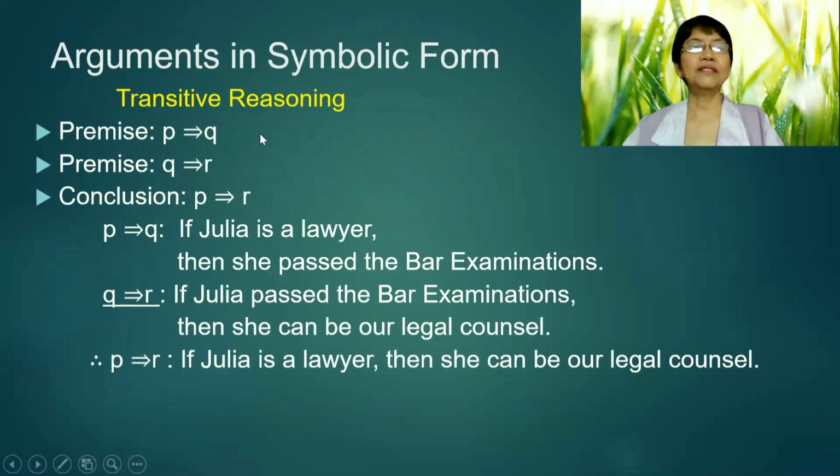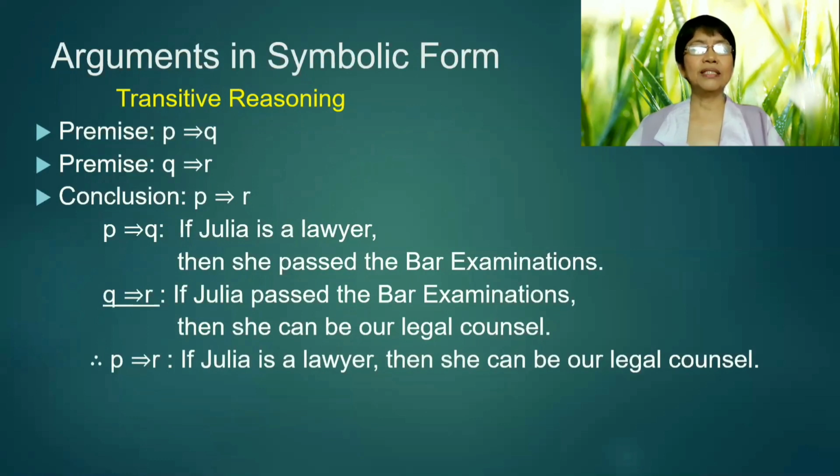Then, another form of reasoning: we have the premise P implies Q. Second premise, Q implies R. Conclusion, P implies R. And this is transitive reasoning. So let's have an example.